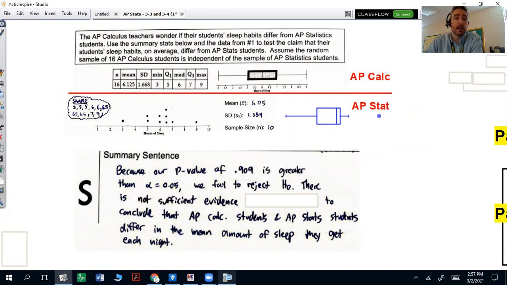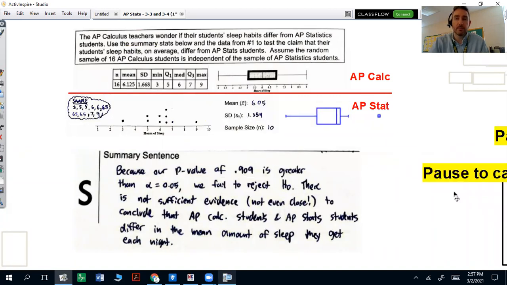There is simply not enough evidence. There's not sufficient or convincing evidence, not even close, to conclude that AP Calc students and AP Stat students differ in the mean amount of sleep they get. And to be honest, even if you did a one-tailed test and said AP Stats was less at a 45% p-value, it's still not enough difference to conclude.